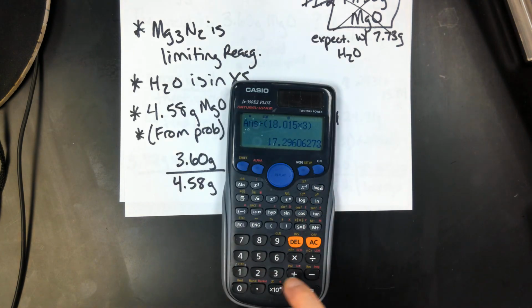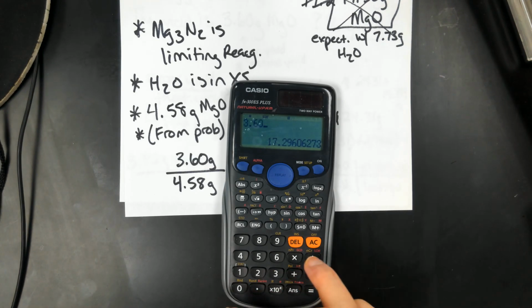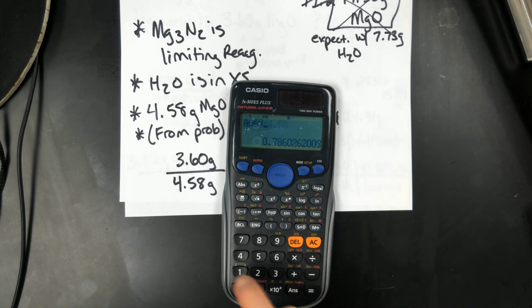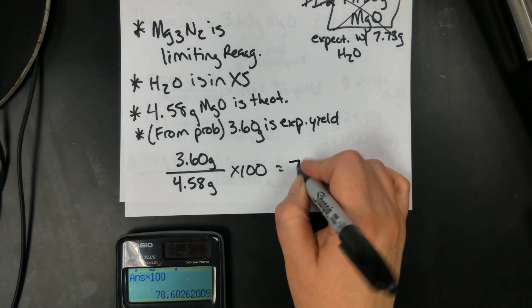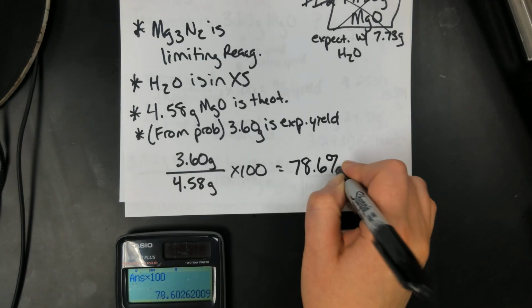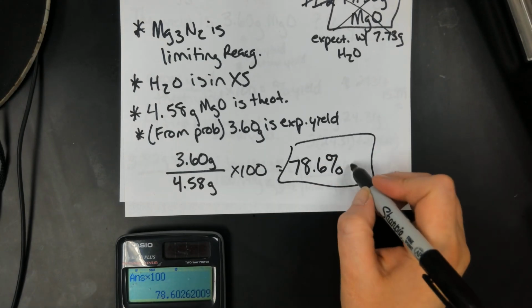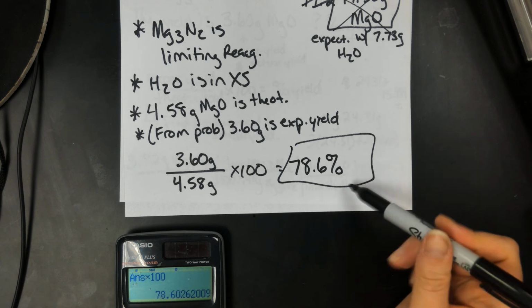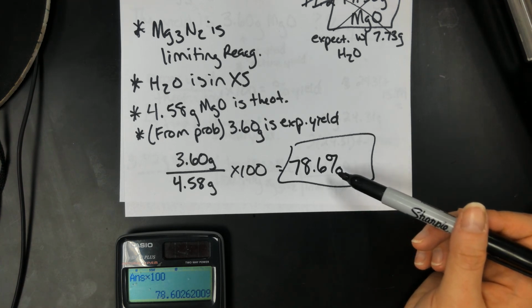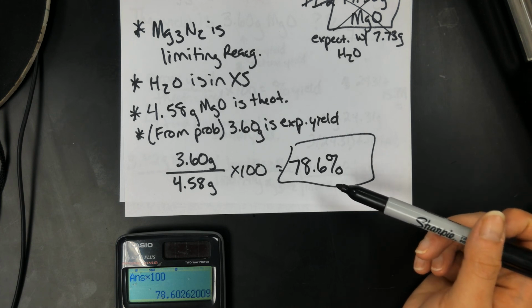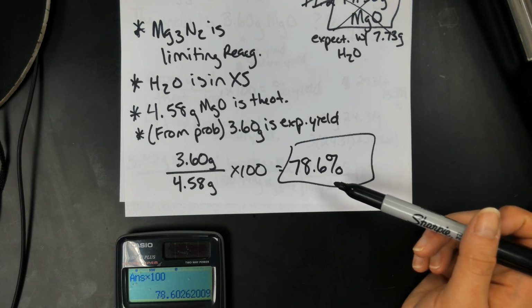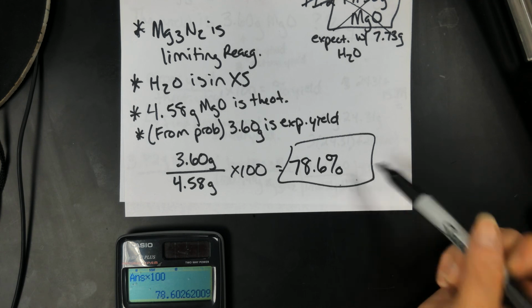So 3.60 divided by 4.58 times 100, we get 78.6. So we only got 78.6 percent of the product that we were expecting to get. Is that a terrible yield? 100% is always ideal, but it's not going to happen in the real world. So 78.6 is our percent yield.